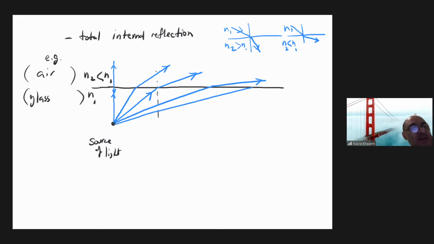Okay? At some point, you get to an angle where the ray of light finally goes parallel to the surface, where this angle becomes 90 degrees. So all of a sudden there is a ray that produces this angle 90 degrees when it comes out, which means it's going parallel to the surface. Now, this is a critical angle.